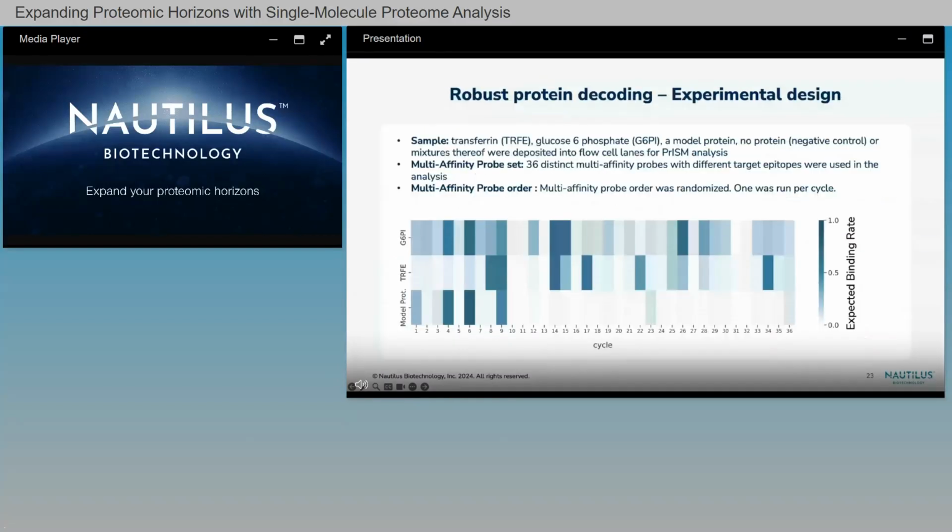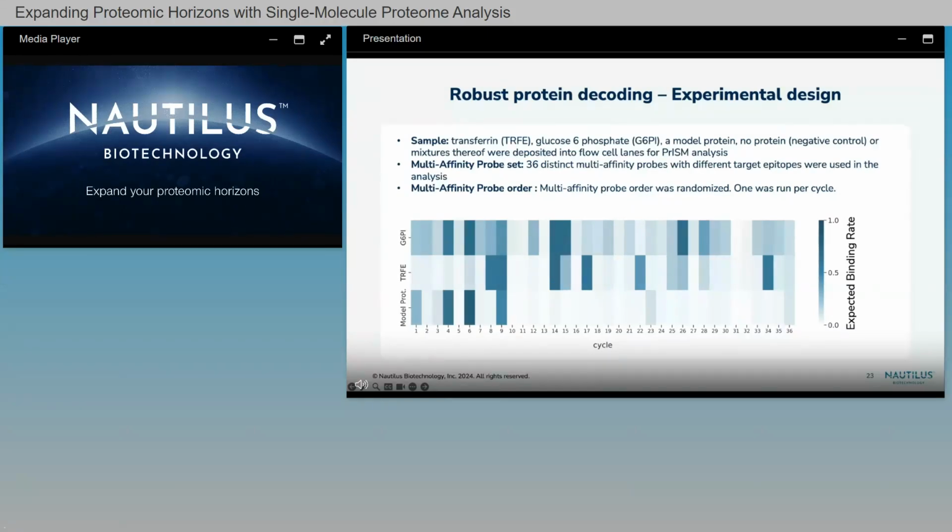In this experiment, we started with a handful of proteins, including transferrin and glucose 6-phosphate, and performed an experiment where we looked at these proteins across a set of 36 distinct multi-affinity probes with a different target epitope per cycle. What you're seeing here in the bottom is the theoretical binding probability for each probe against each of these proteins.